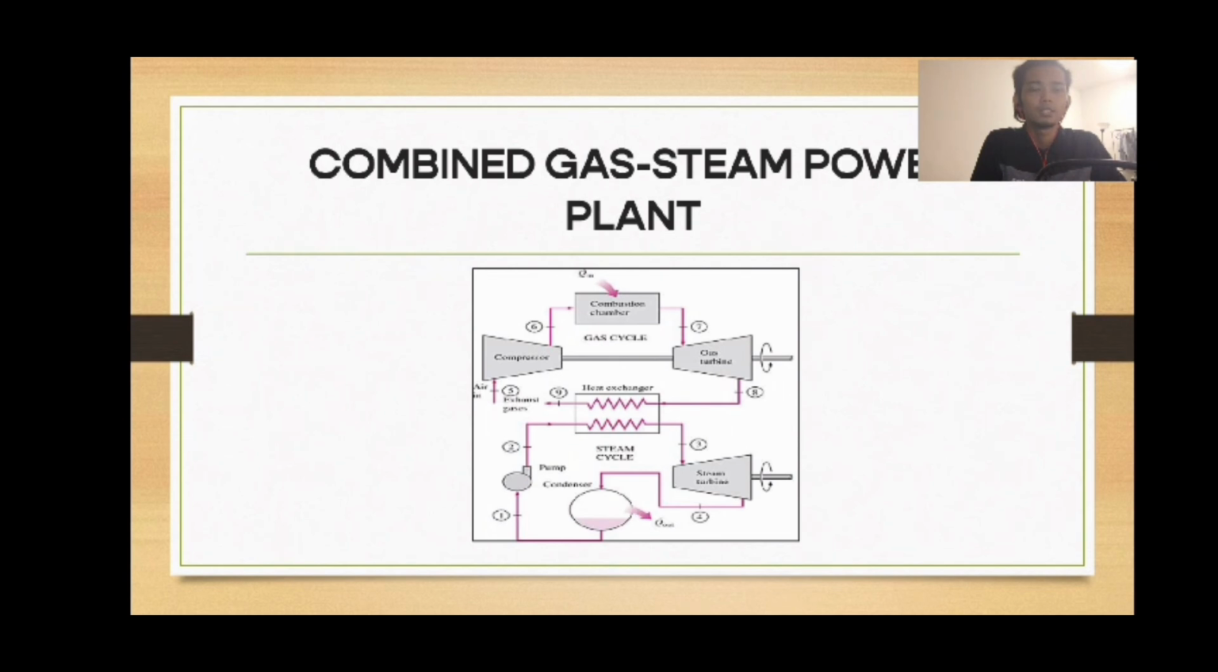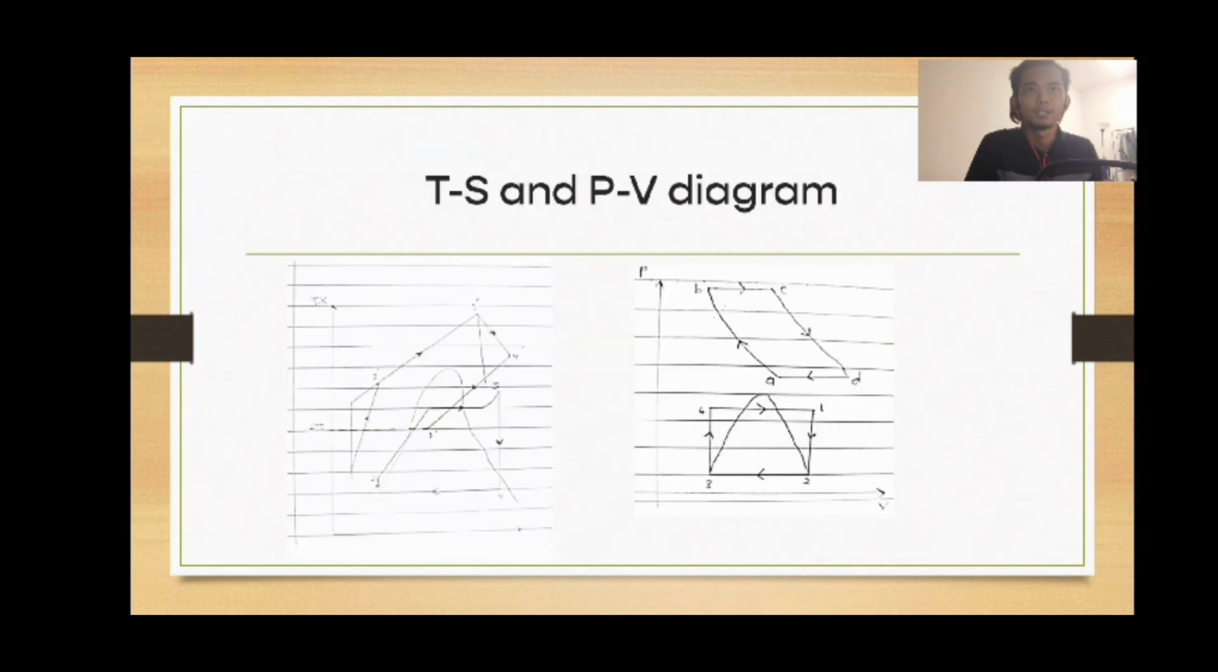Today I will talk about combined steam power plant. This picture shows how to build a power plant cycle based on combined steam. This is my TS and PV diagram for combined gas and vapor power plant. At the left side we got the TS diagram, and the right side is the PV diagram, combining the Rankine and Brayton cycle. Then we got our diagram.